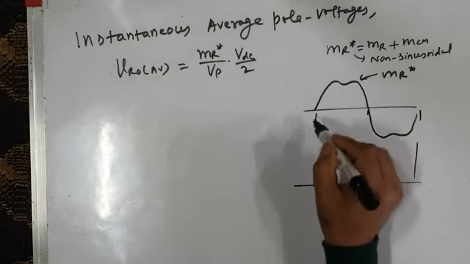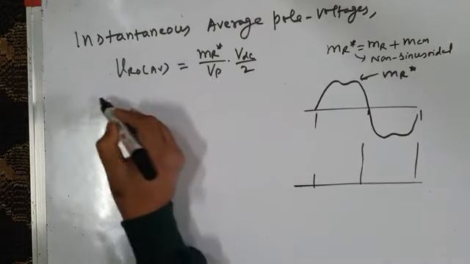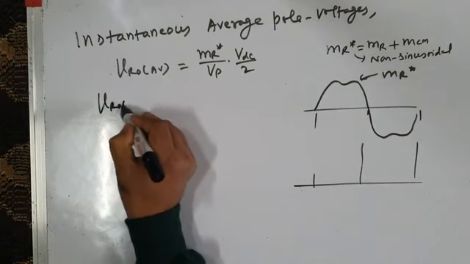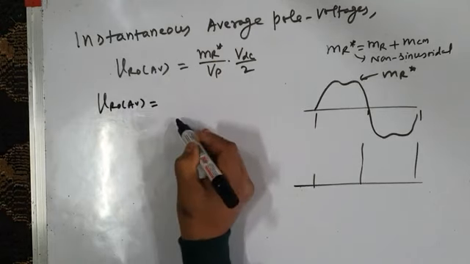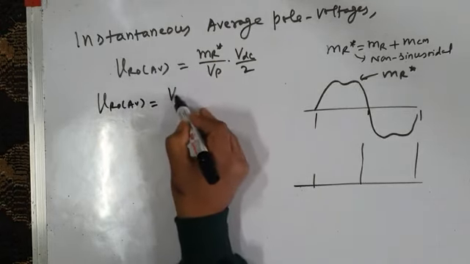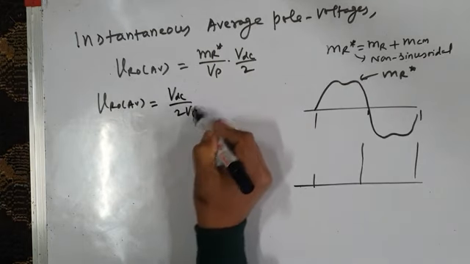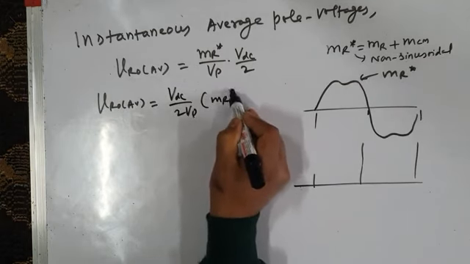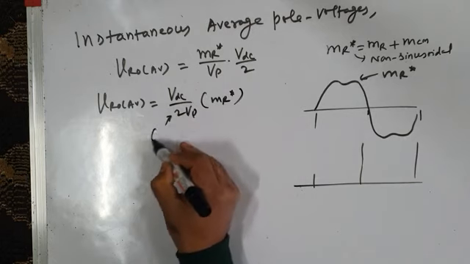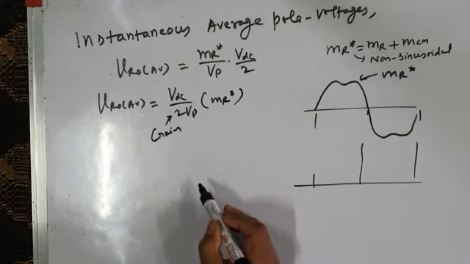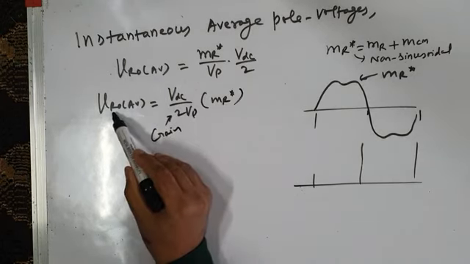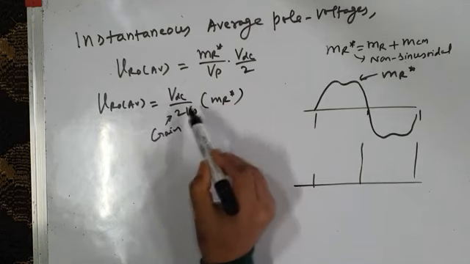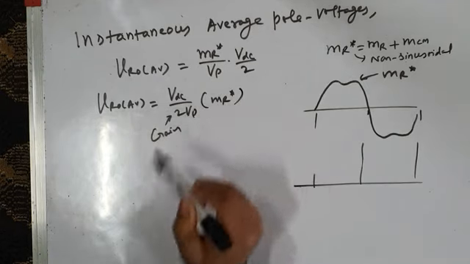Its instantaneous average value will be same. You can see our instantaneous average pole voltage VRO is equal to VDC by 2 Vp into MR star. So it is equal to MR star into gain of inverter. This is gain of inverter. So that means the instantaneous average pole voltage VRO is the scaled version of this modulating wave.